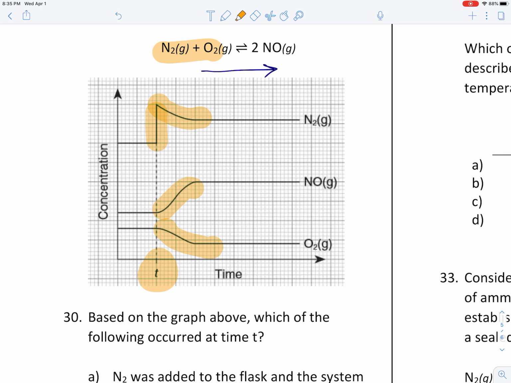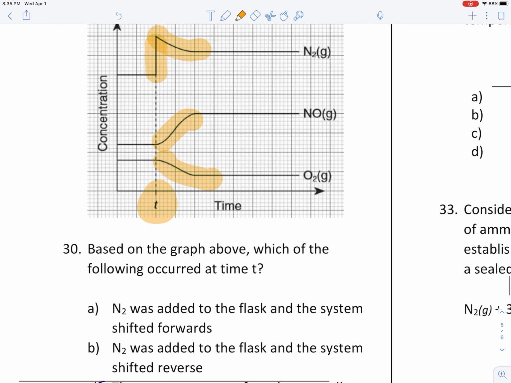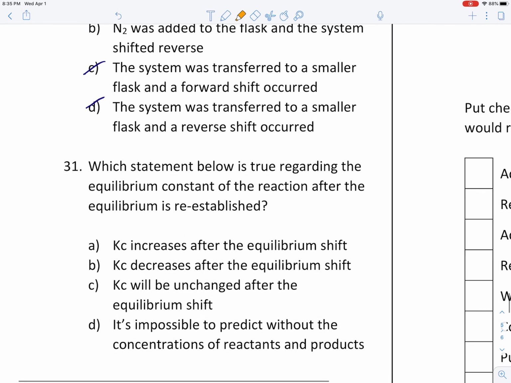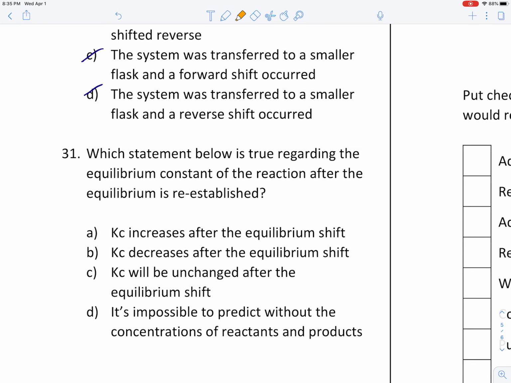Now there's also some stoichiometry involved in this. If you would look closely, you should find that the NO increased by twice as much as both the N2 and O2 fell. The balanced equation ratios are 1 to 2. So looking at this, we're looking for nitrogen being added and a forward shift occurring. Number 31, pause and give that a try.